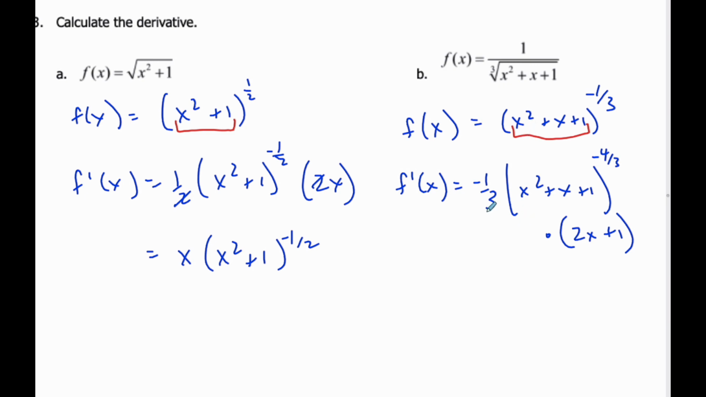So that is your introduction to the chain rule. We do the derivative of the outside function times the derivative of the inside function.